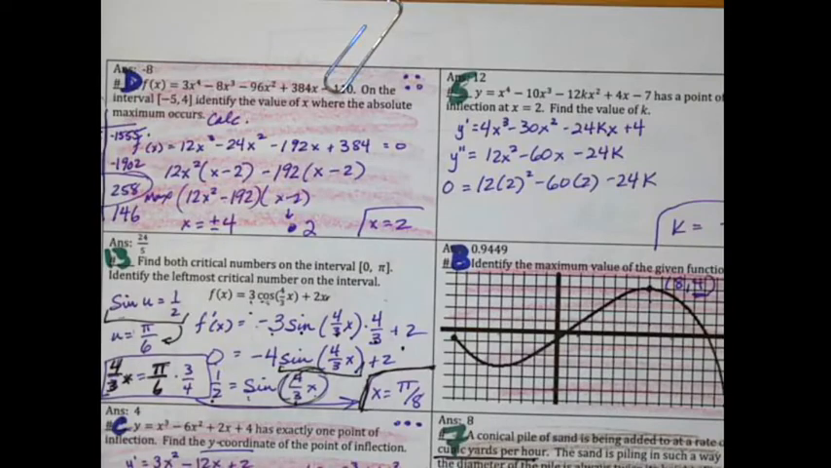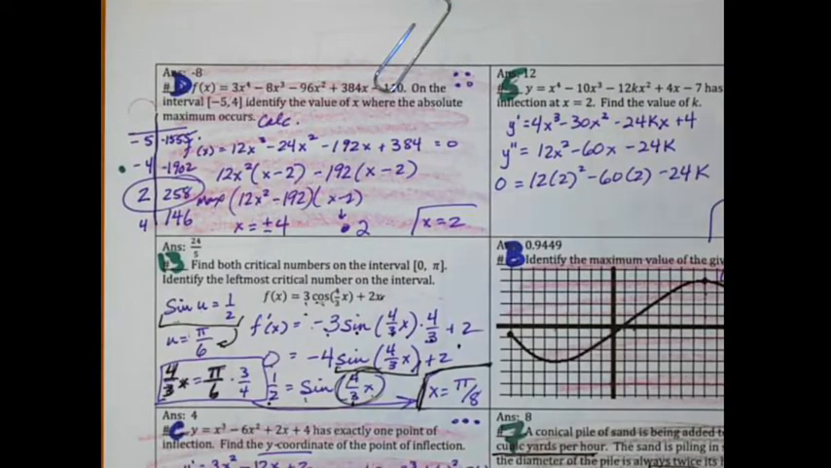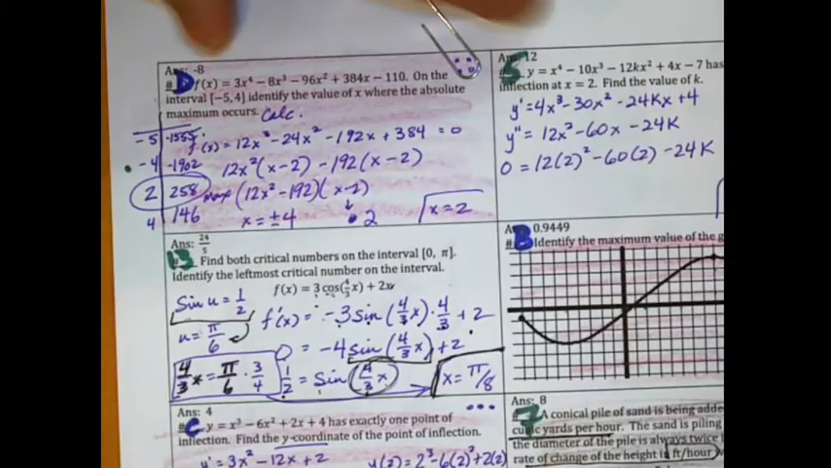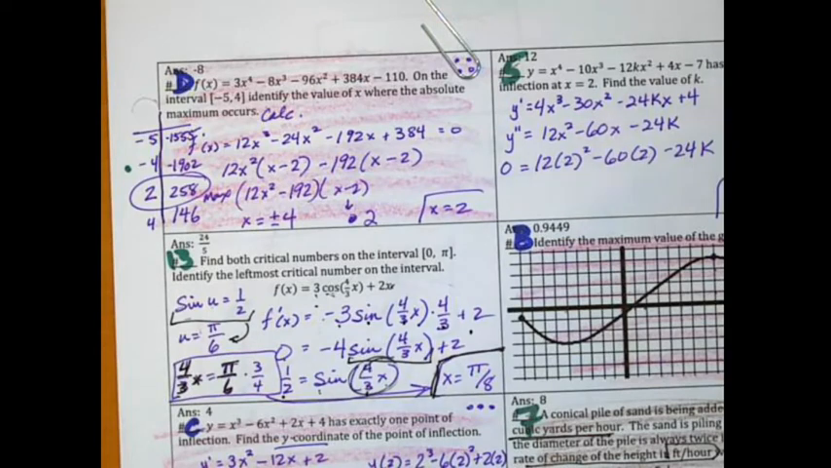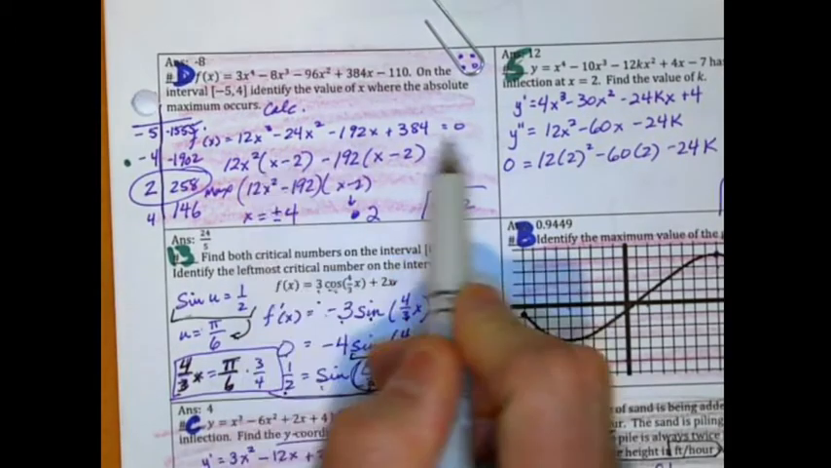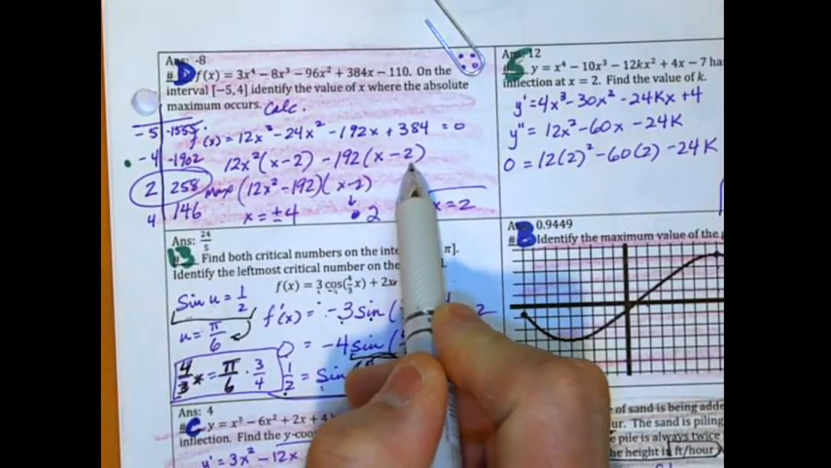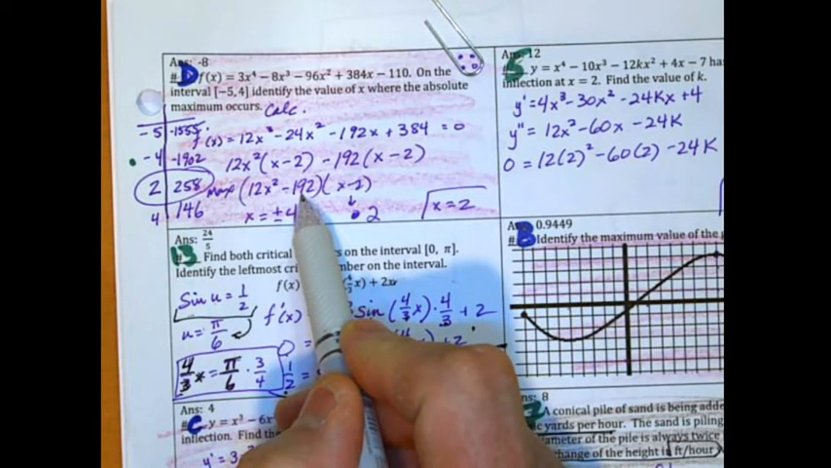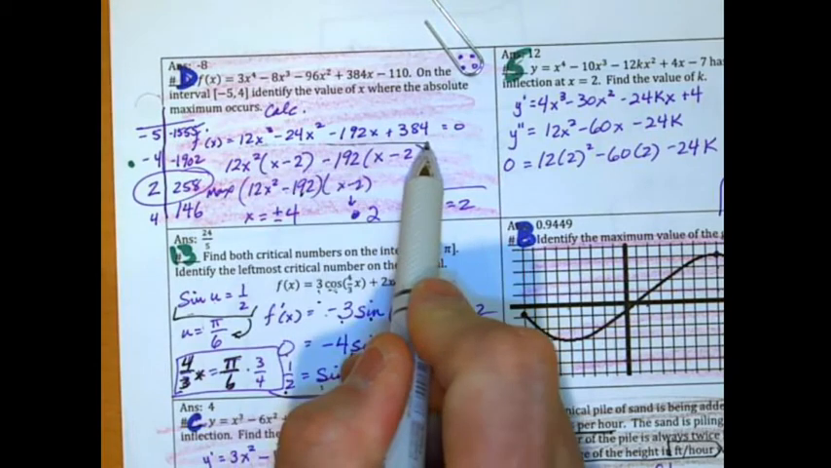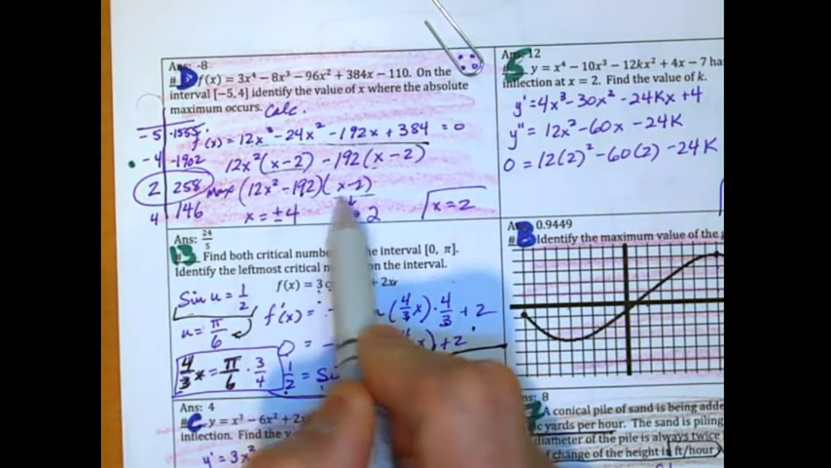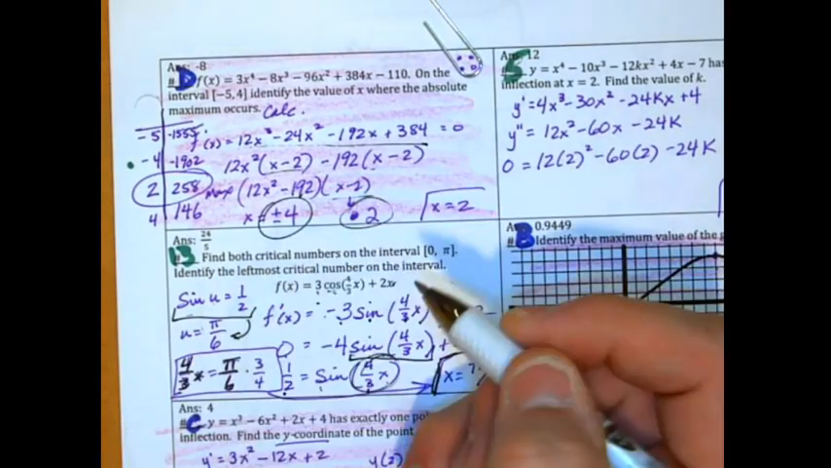All right, and then the last one that we'll go over is the one right above it. It says f of x is equal to 3x to the 4th minus 8x cubed minus 96x squared plus 384x minus 110. On the interval from negative 5 to 4, identify the value where the absolute maximum occurs. So, derivative, I factored by grouping. I get 12 times x squared minus 16, so you have to be able to factor that. And x minus 2 is the common factor. So it gives me x equals 2 and x equals plus or minus 4.